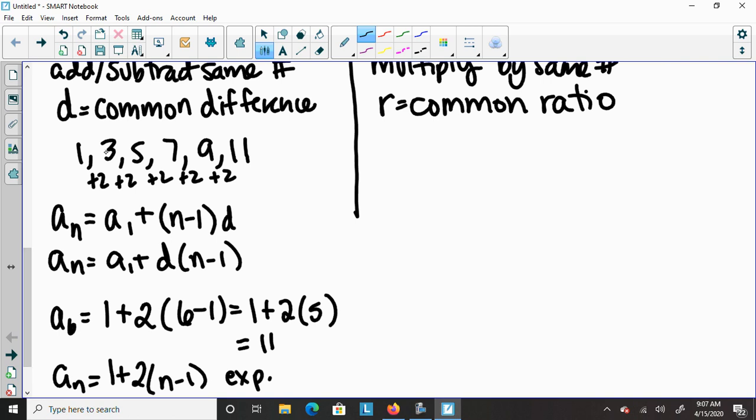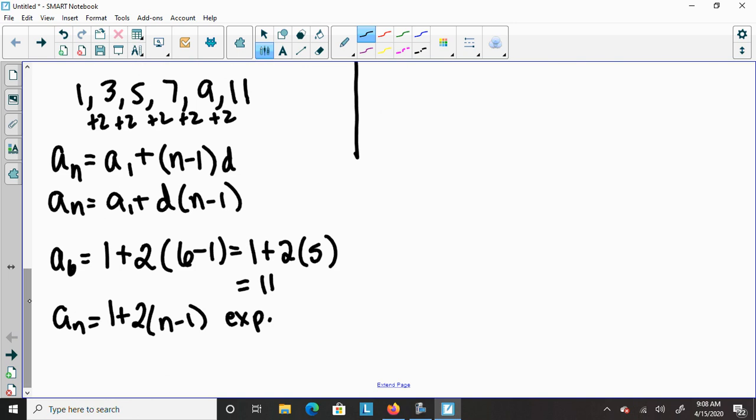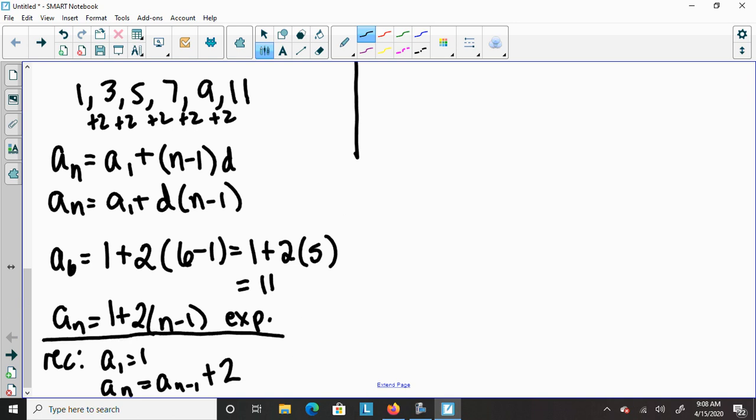Recursive, oh, we already did recursive for this equation, so we don't really have to do it again. But just so you have it down here, for recursive, your first term is 1. To get to the other terms, you do the 1 before plus 2. All right, so that's recursive for arithmetic.